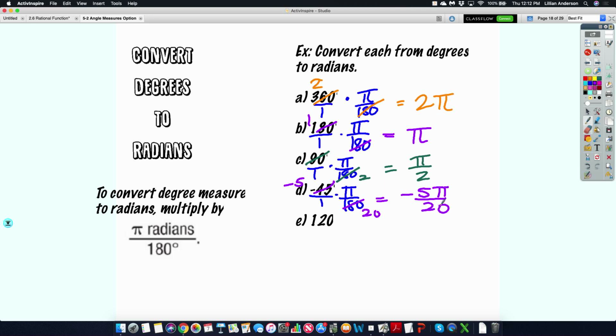Can I reduce that some more? Sure can. If you can't notice the big numbers, that's fine. Just continue to divide by whatever number you can see until you can't simplify anymore. How does 5 over 20 reduce? 1 over 4, so negative pi over 4.